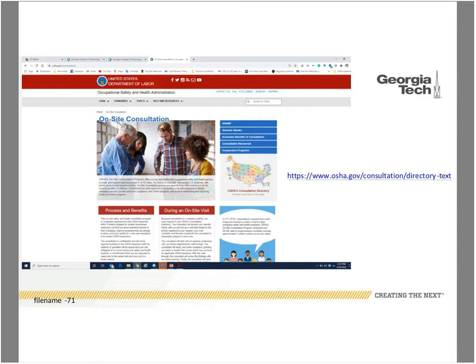For those of you that are outside of Georgia, it's very, very easy for you to find the consultation program in your state. You can go to OSHA.gov, go to the cooperative programs page and resources and on-site consultation. The direct web link is shown on this slide, the consultation directory, and basically you just go to the directory and pick your state out of the United States, and you can get the contact information for requesting either an on-site or remote consultation assistance for your facility in that state.